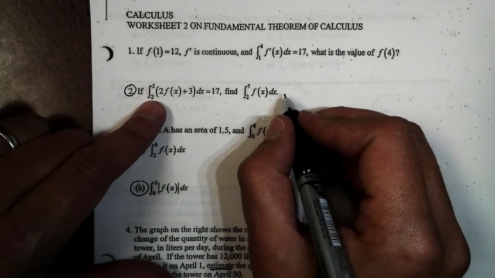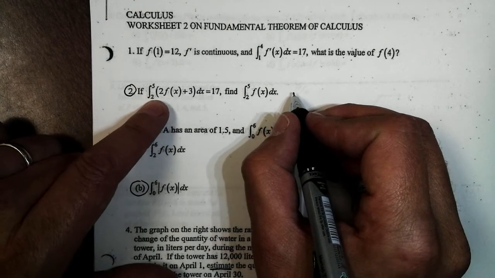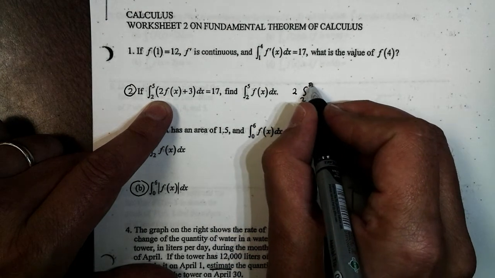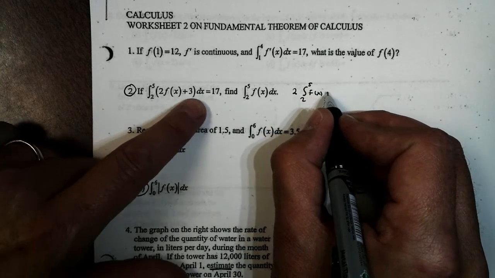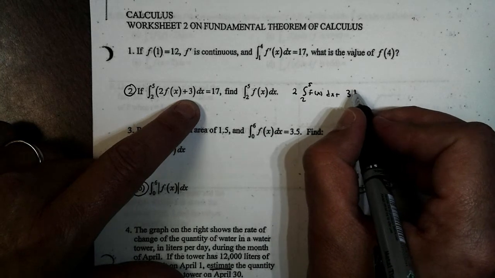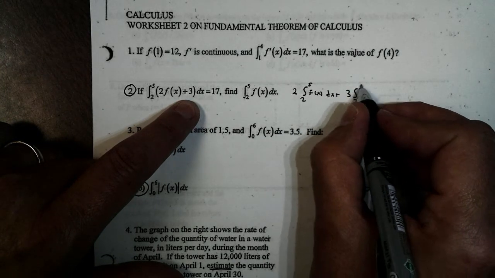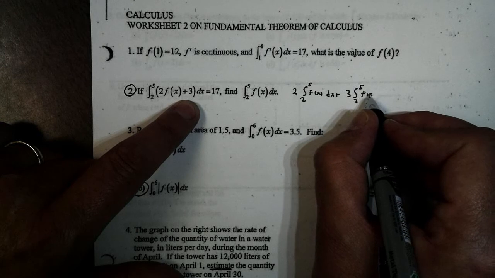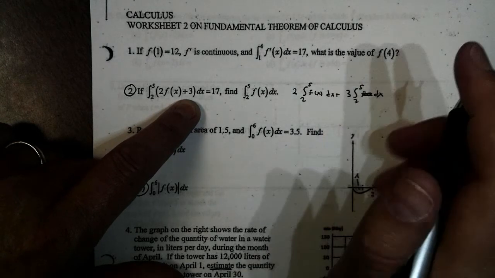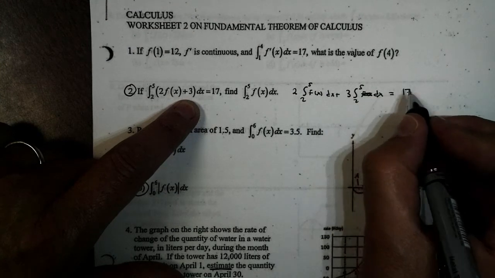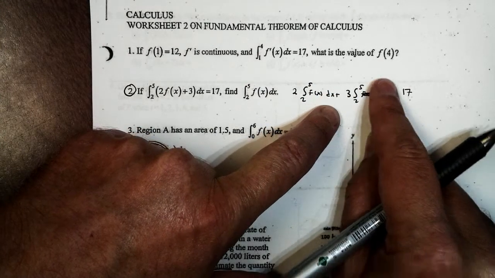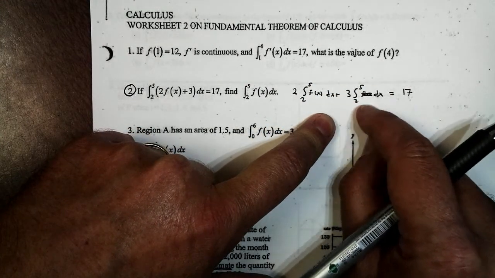So I am just going to expand our function, or rule here. This is going to be 2 times the area 2 to 5 f of x dx plus, do the same thing with the 3 of the area from 2 to 5 of 1 dx. And then they want me to set this equal to 17. And they want me to find out what is this equal to. Now the first thing I have to do is take care of this little bit right here.